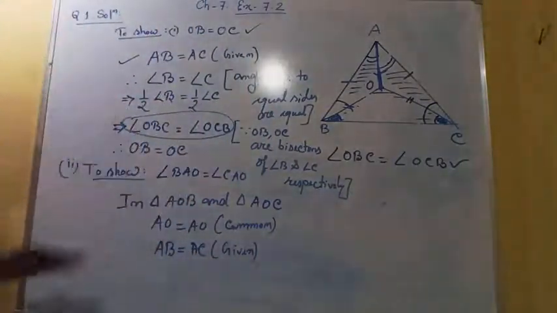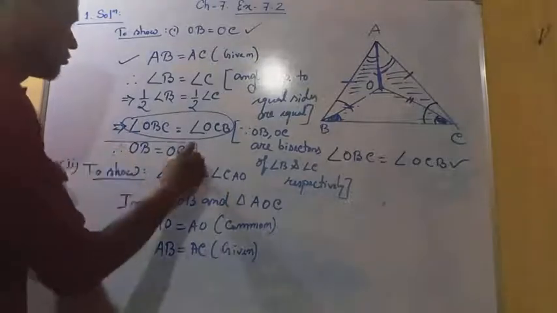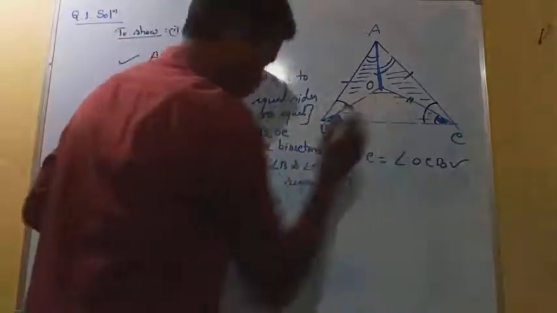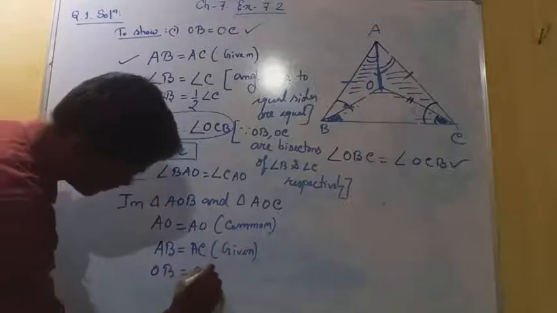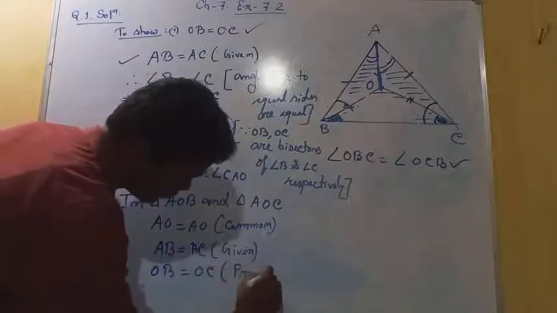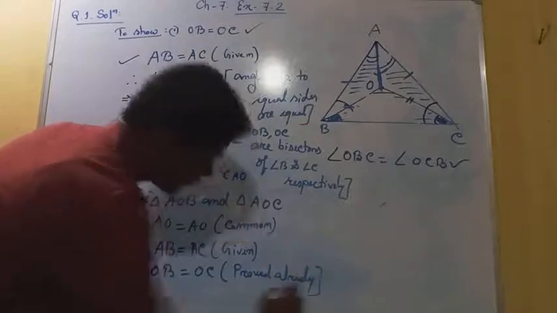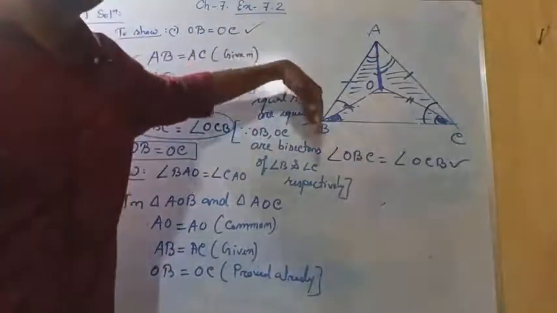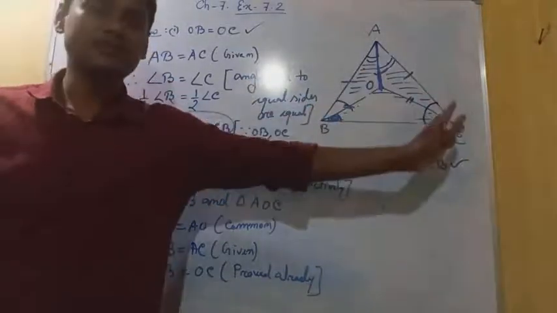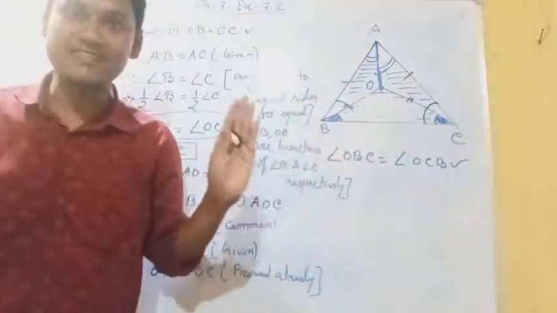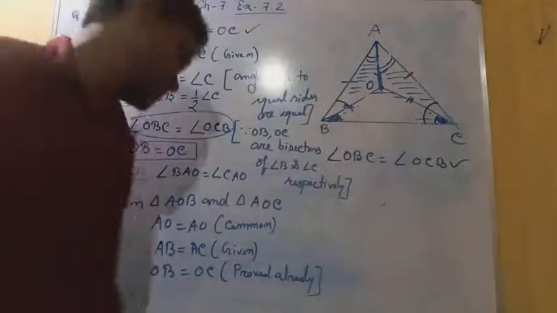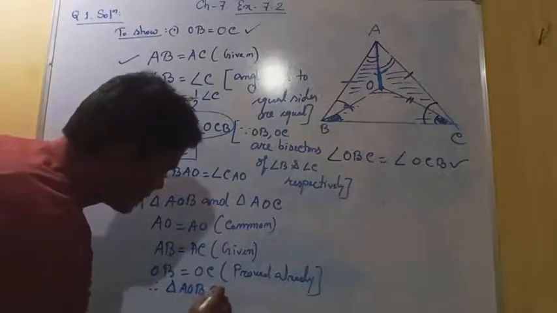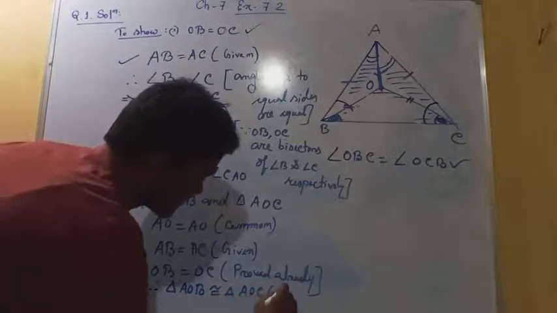Next, one more thing I can write down: OB side is equal to OC side, which has been proved earlier in one case. So OB is equal to OC. That is already proved. Now you just observe the things. All three sides of triangle AOB are equal to the three sides of triangle AOC, right? That means the side congruence rule. As far as SSS is concerned, we can tell that both the triangles are congruent. Therefore, triangle AOB is congruent with triangle AOC by SSS.